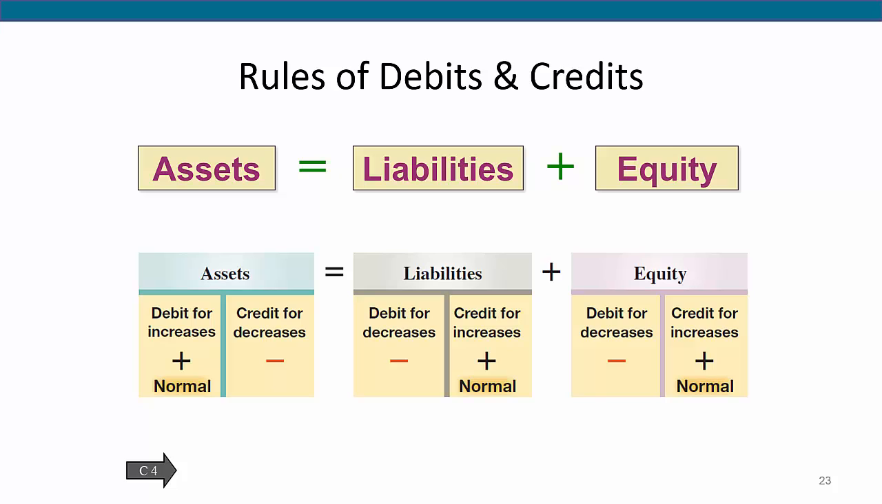Memorize the accounting equation and these rules by doing the homework and drilling yourself. To help you remember the rules of debits and credits, I've posted a short YouTube video in D2L. Let me know what you think. It's a little corny, but it's fun. And you'll never forget debits and credits after watching it.